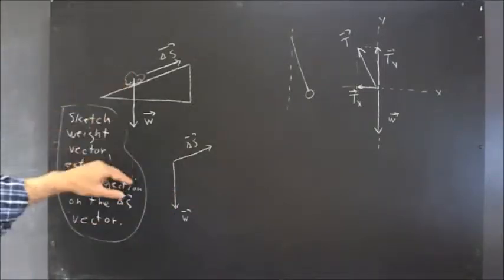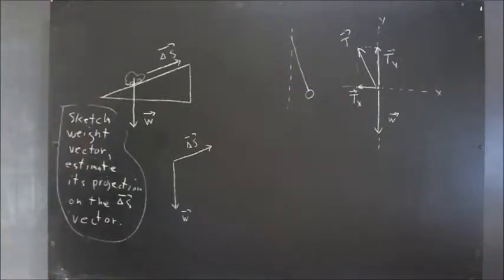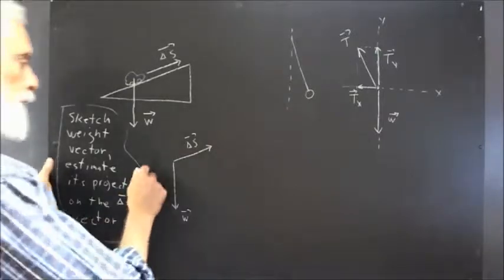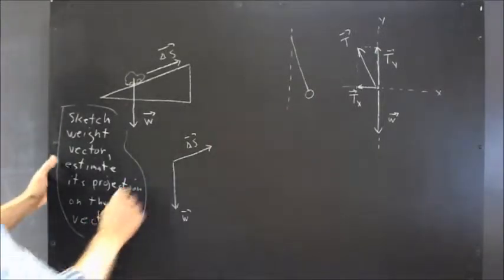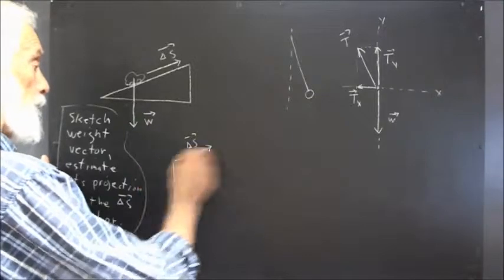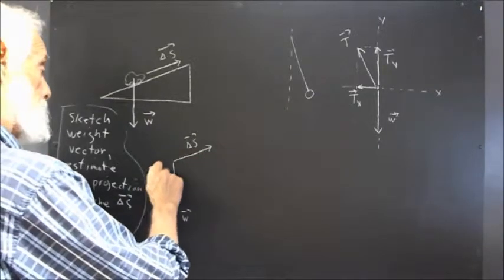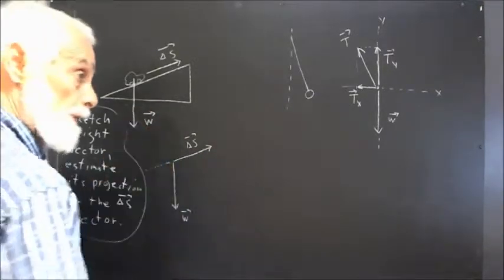Now, you might have drawn the weight vector longer or shorter. That's okay. I'd want to draw it fairly long so that we can kind of see the projection. But you don't want to draw it too long. You overwhelm the delta S vector to do that. Okay, well, you should have done that.